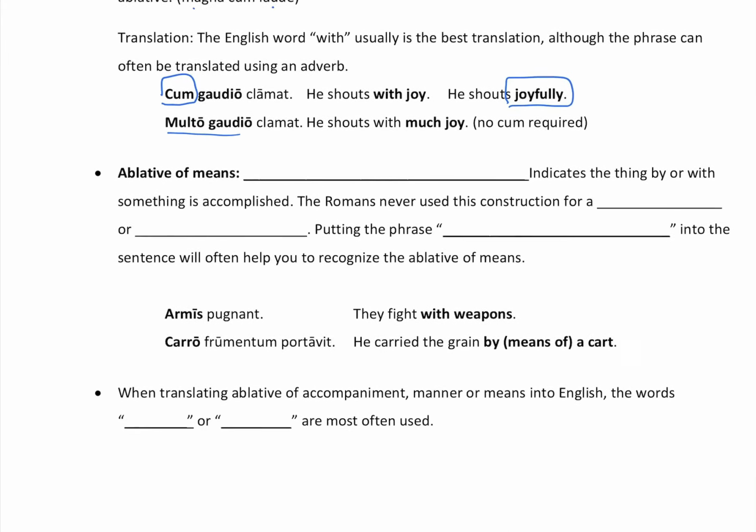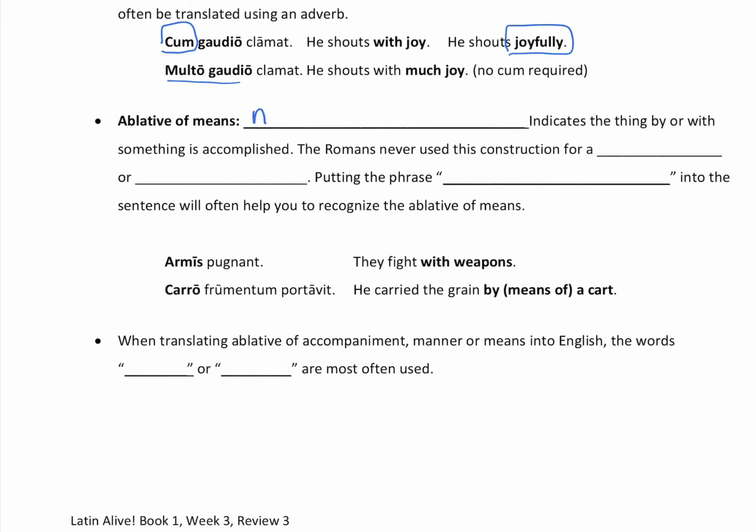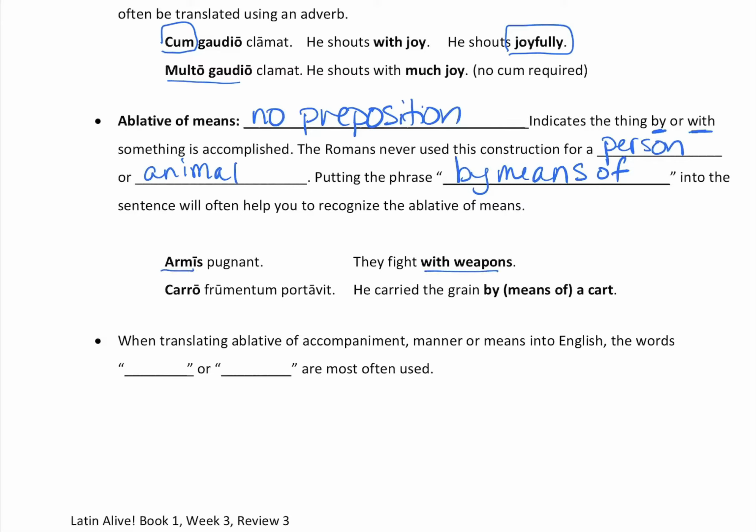Now, the third one that you learned was ablative of means, and this one does not take a preposition. It indicates a thing by which, so remember ablatives, by or with something is accomplished. So the Romans never used this construction for a person or an animal. It was always a thing. So you'll never see anything that was living, right? So if you're not sure if it needs to be an ablative of means and therefore doesn't need a preposition, if you can put by means of into the sentence, that will give you a clue if you need to use it. So armis pugnant, there's the one in the ablative. They fight with weapons, so no preposition there.